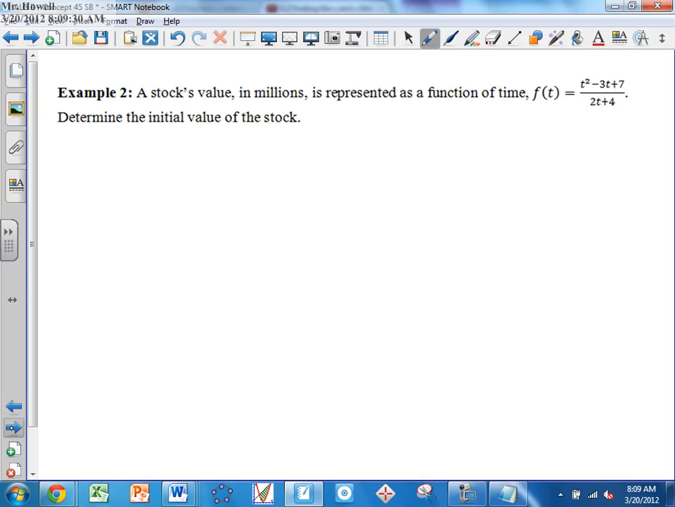The initial value of the stock. What does the word initial mean to you right away? Beginning. This is the beginning, okay?